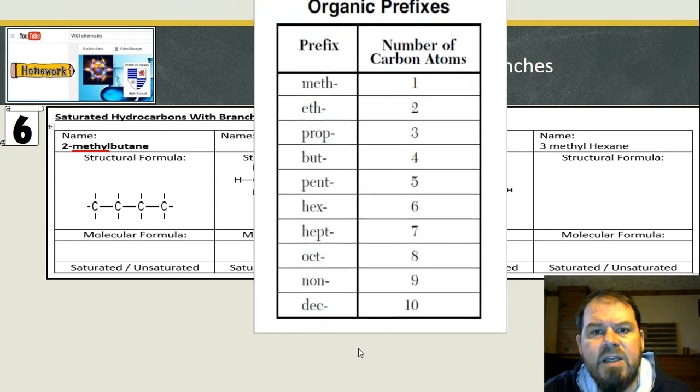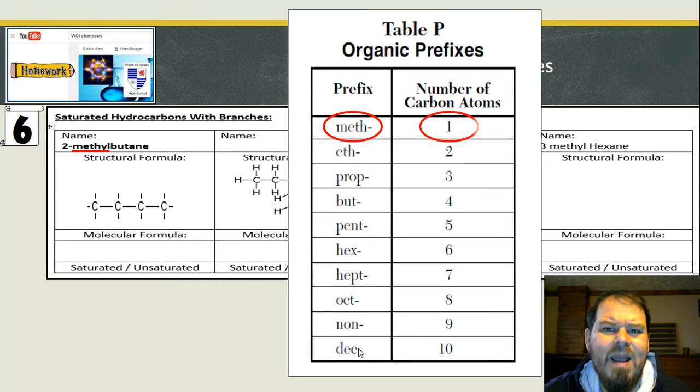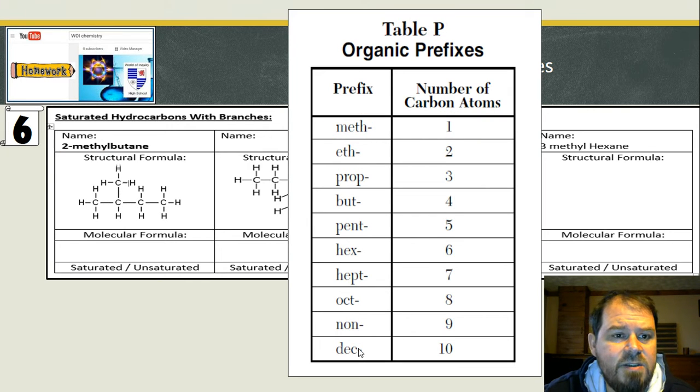Well, "meth" is 1 carbon, and the "yl" tells me it's a side chain. Okay, so I have a 1 carbon side chain. Well, where am I going to put it? Put it on the 2nd carbon, and it goes there. There's my methyl. I'm basically done. I just have to fill in my H's, and this is 2-methylbutane.